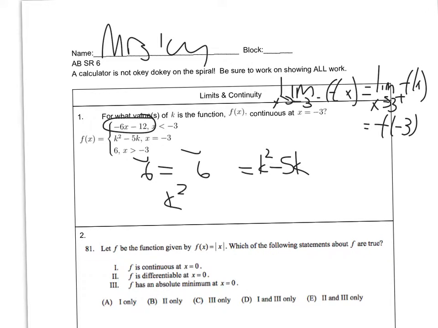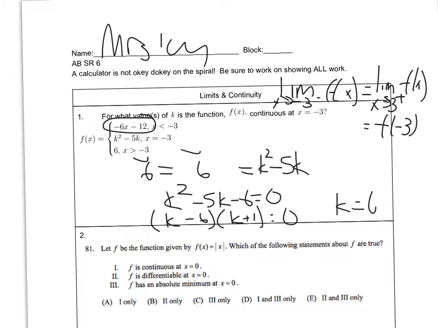So what if I say k squared minus 5k minus 6 equals 0? And factor: k minus 6, k plus 1. So that means k is going to be 6 or -1. Both those will make my function continuous.